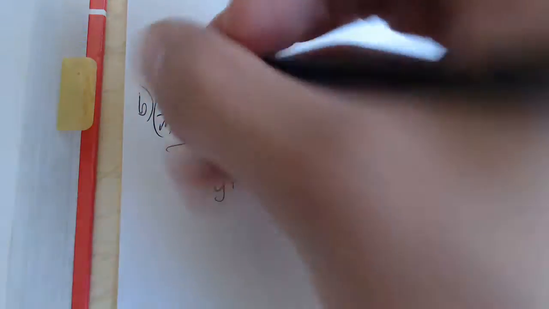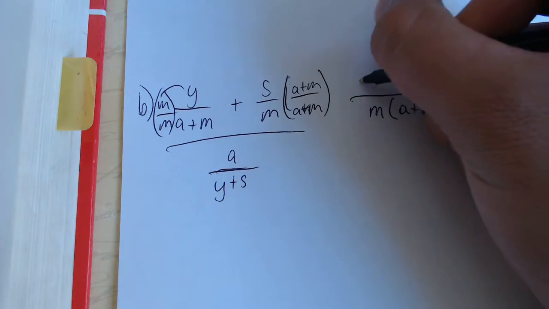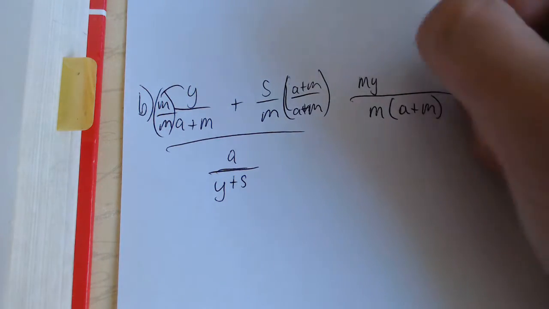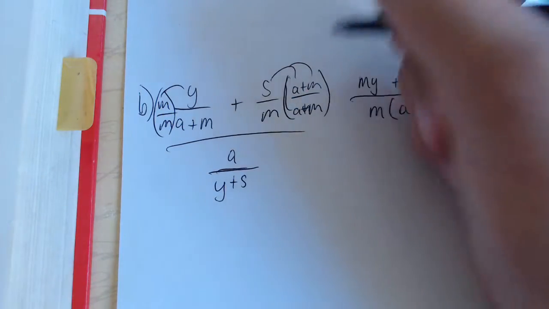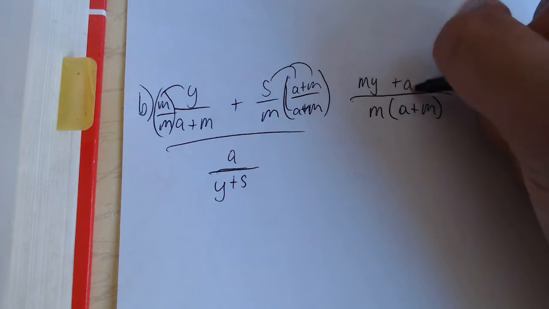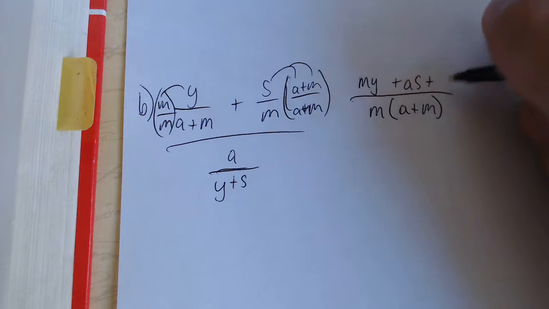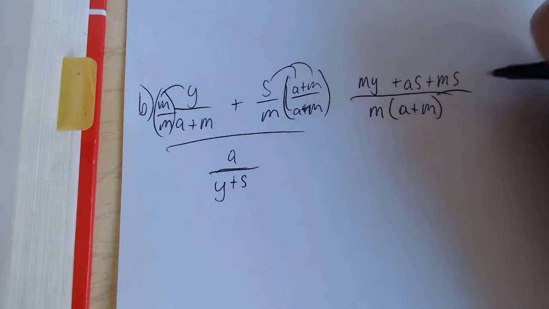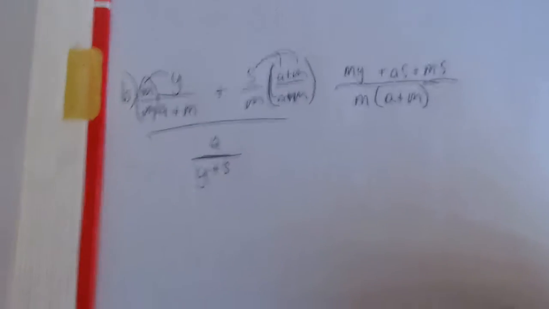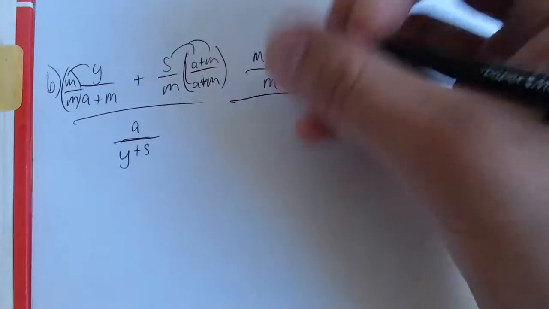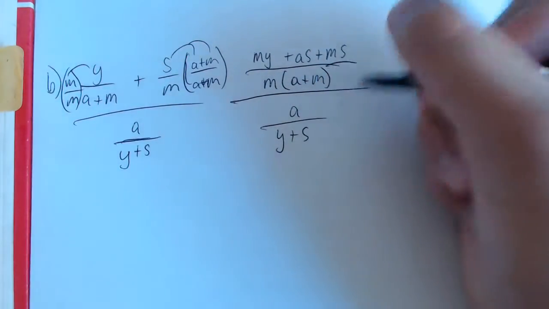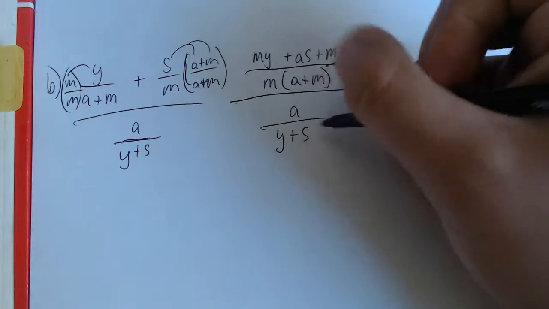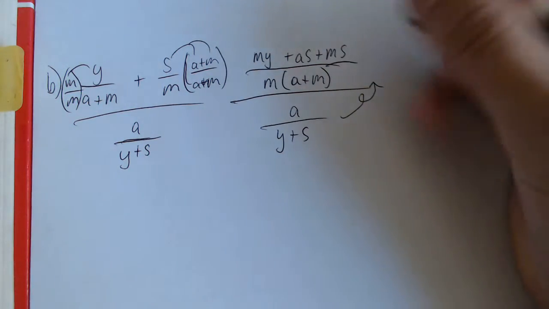When we do that, this numerator is going to become my. And this numerator is going to distribute, and then we get as and then ms. So now that's our new numerator in the overall larger fraction. From here we apply our complex fraction rule. We're going to take this one, invert, and multiply.